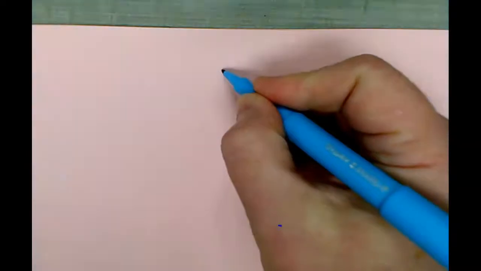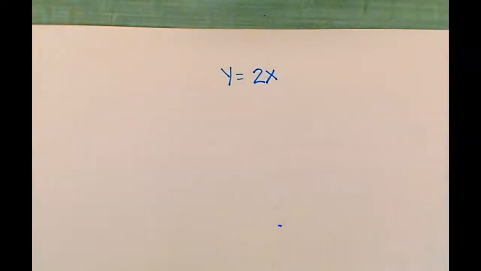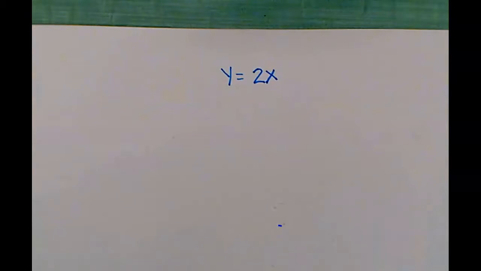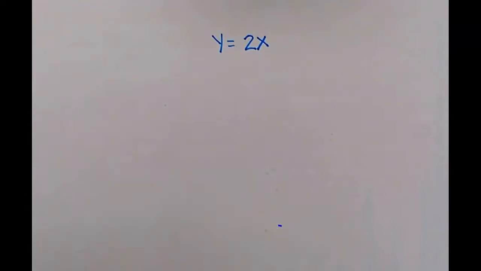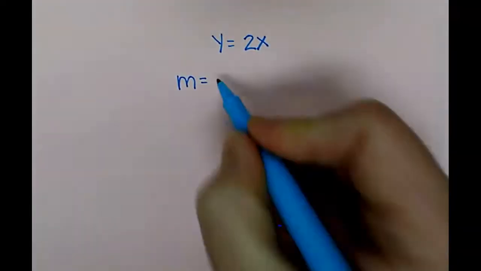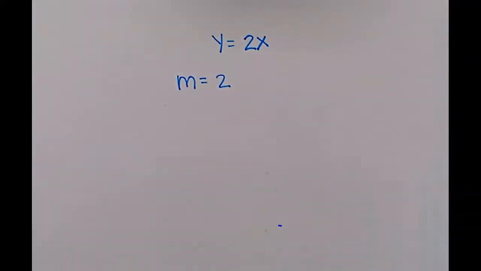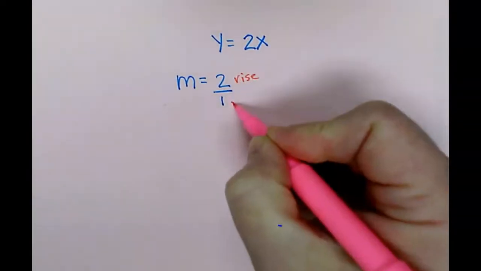I would like you to add one more example to your paper. What if I have an equation y equals 2x? What's my slope and what's my y-intercept? The slope is the number in front of the x. A slope of 2 is the same as a slope of 2 over 1. I need it in fraction form to make it easier to count my rise over my run.